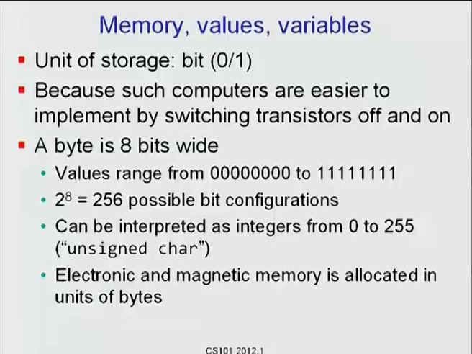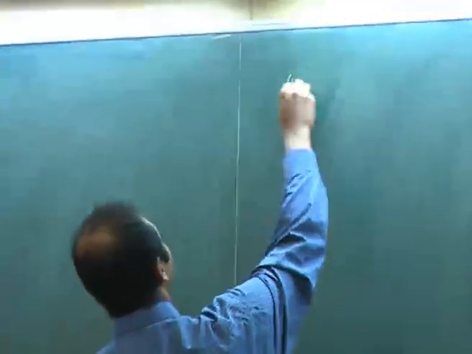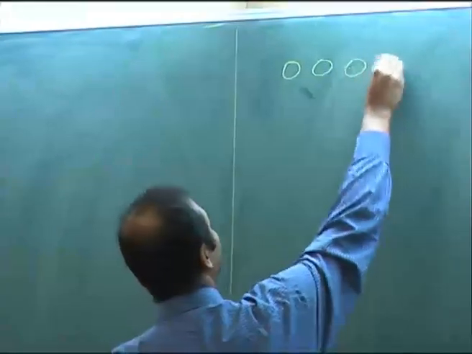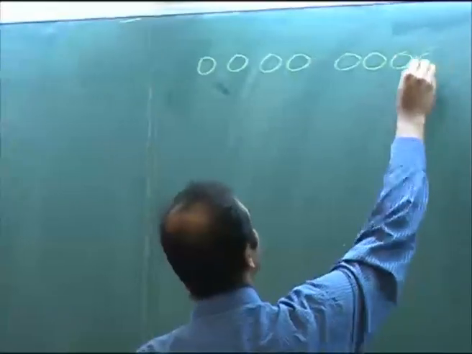Now, these bits are collected into units called bytes, which are 8 bits wide. So if you write down 8 bits, each of which is 0 or 1, side by side, then they can go through all these values, which is all zeros to start with.